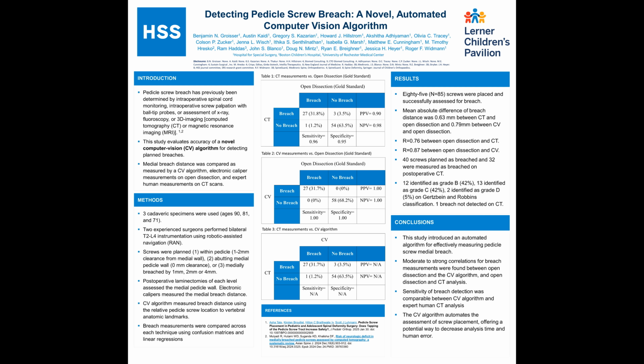Note in the sensitivity and specificity for table 1, open dissection had a sensitivity of 0.96 and a specificity of 0.95. Note in table 2, the computer vision measurements versus open dissection had a sensitivity of 1.0 and a specificity of 1.0.